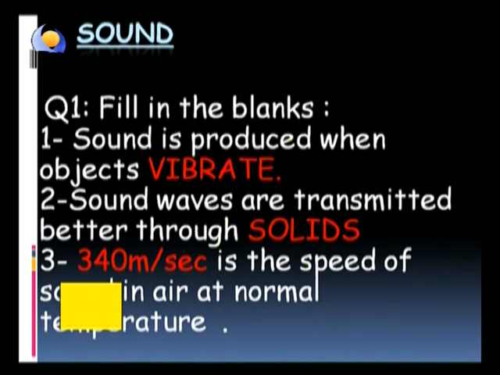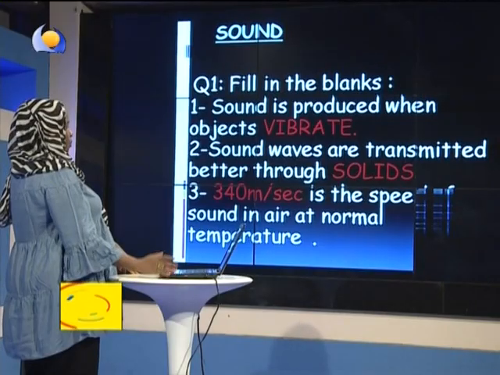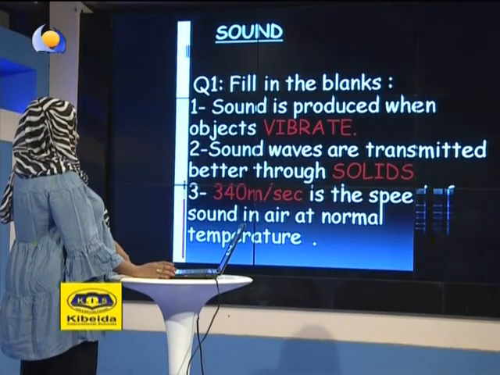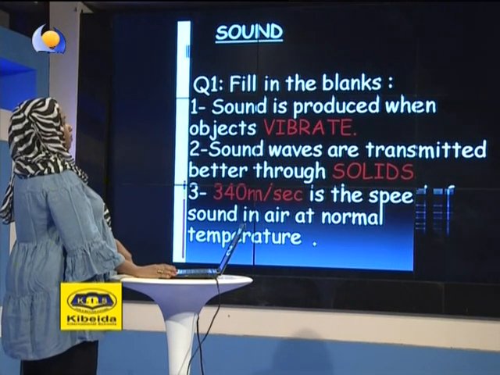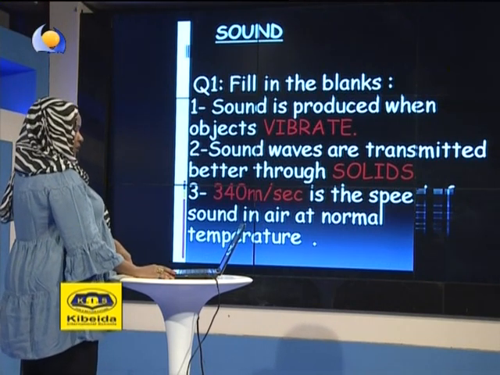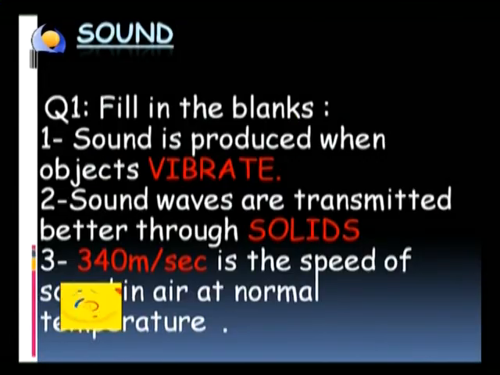Number three, 340 meters per second is the speed of sound in air at normal temperature. Why? Because sometimes you will find different questions that ask you about the speed of sound at 0 degrees Celsius, not normal temperature. So you have to concentrate on the speed of sound in air at normal temperature, or at 0 degrees Celsius. This is about three.